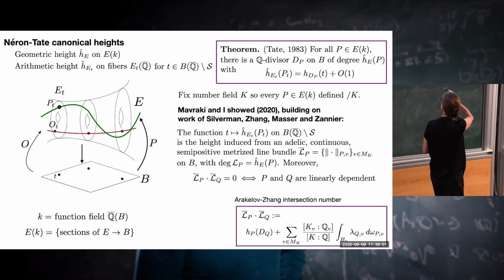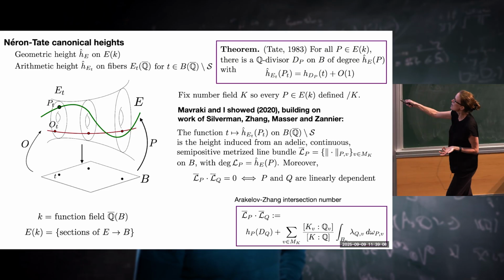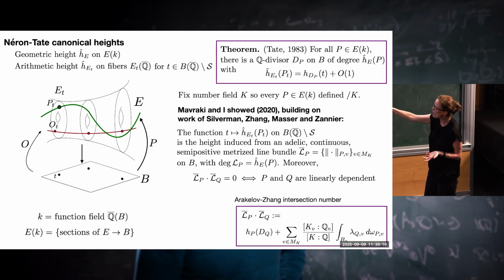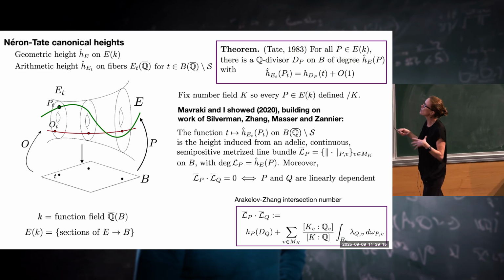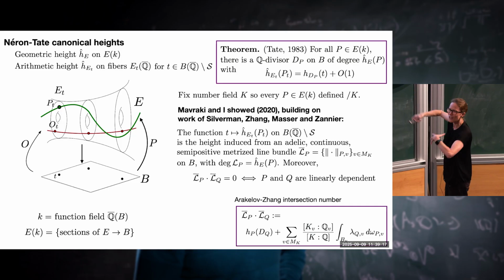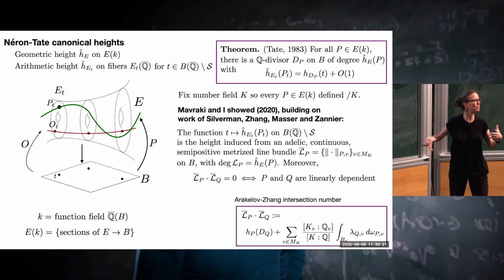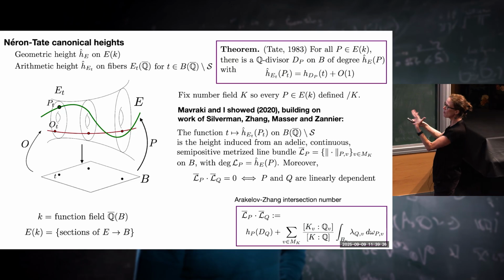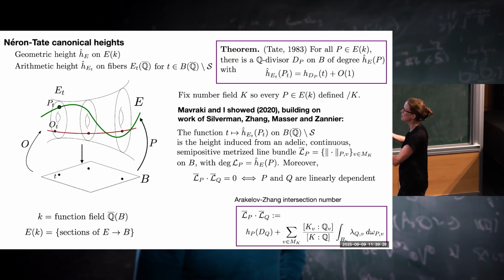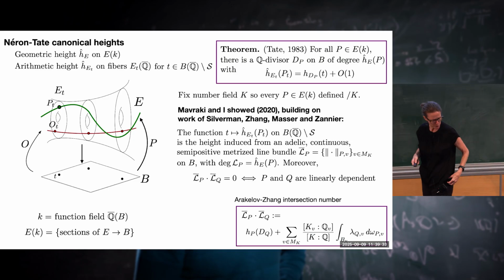And one can observe, really once you have this structure, it follows from some work of Masser and Zannier that you get that this intersection number is 0 if and only if the two points are linearly dependent. Okay, so in other words, this structure, this metrized line bundle, picks out the algebra of a point. So it really determines the point up to linear dependence on the elliptic curve.